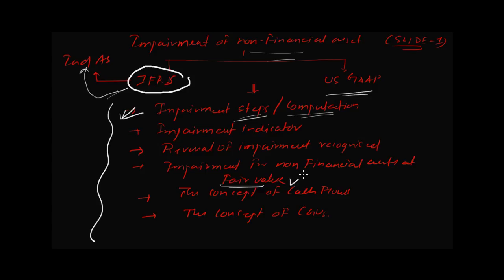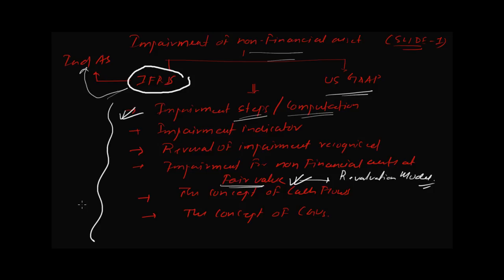Suppose, look, there are 2 methods under IFRS. Under IFRS, there are 2 methods to carry non-financial assets, or specifically property, plant and equipment, at either cost or at fair value, which we call the revaluation model approach. If I'm using the revaluation model as my base, then in such a case, what would be the treatment of impairment?